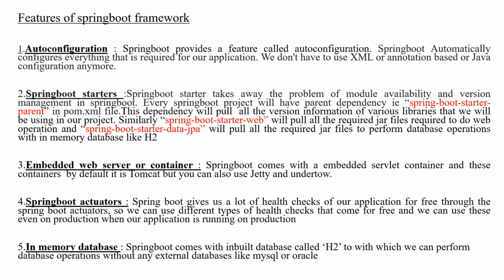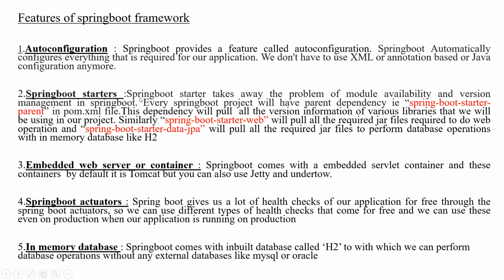Guys, there is a feature called auto configuration, so there is no need to use any XML file at all. Spring Boot automatically configures everything that is required for our application. We don't have to use XML, annotation-based, or Java configuration anymore. More importantly, XML configuration you don't need to use at all. Auto configuration is done by an annotation called @EnableAutoConfiguration. There is one annotation, @SpringBootApplication, and that one annotation is equal to three annotations: @EnableAutoConfiguration, @ComponentScan, and so on. We will see how that particular annotation does auto configuration.